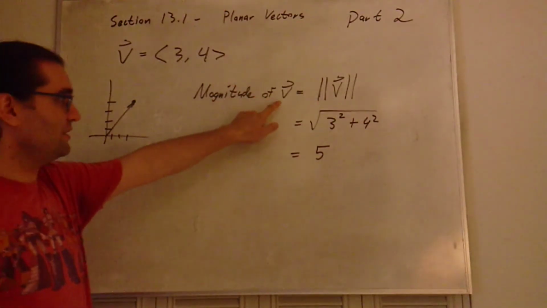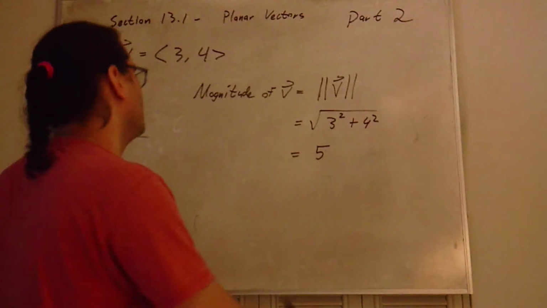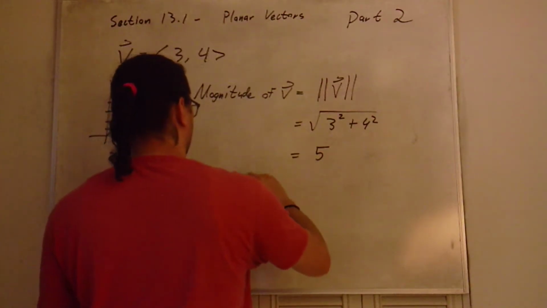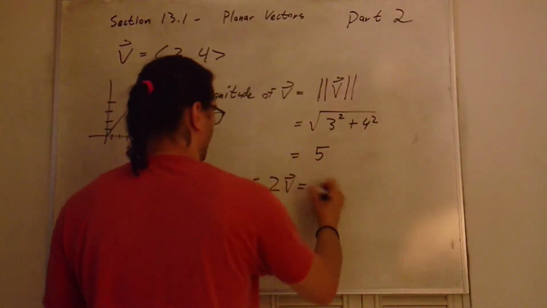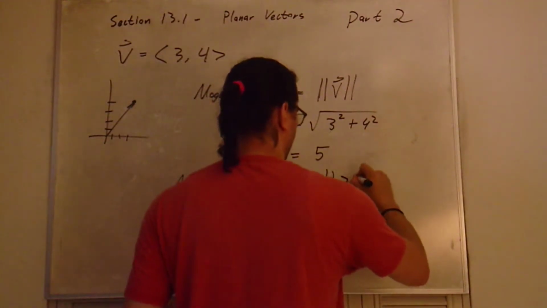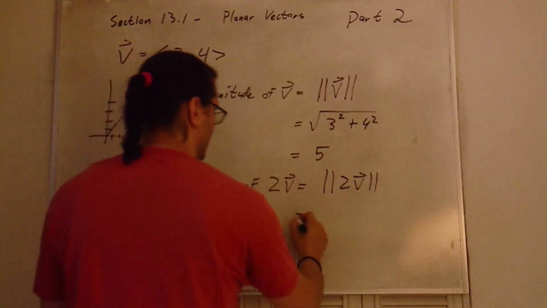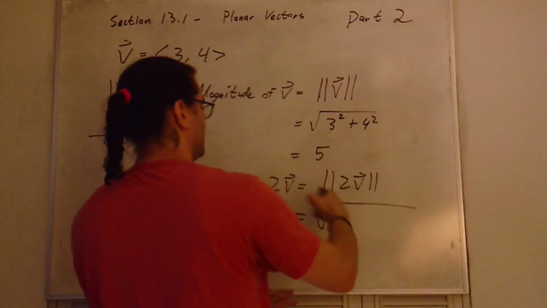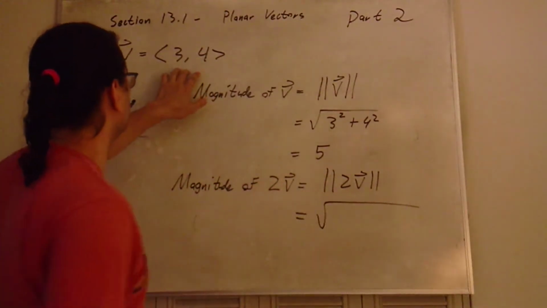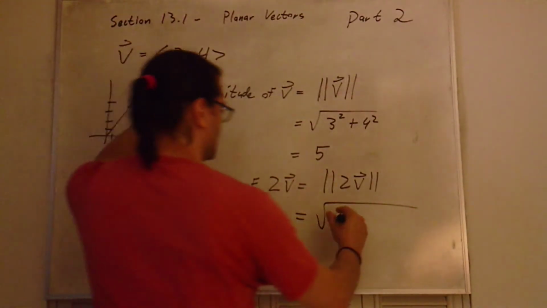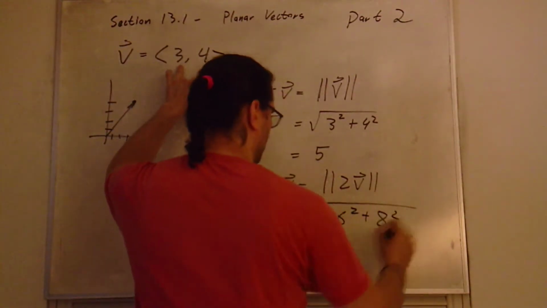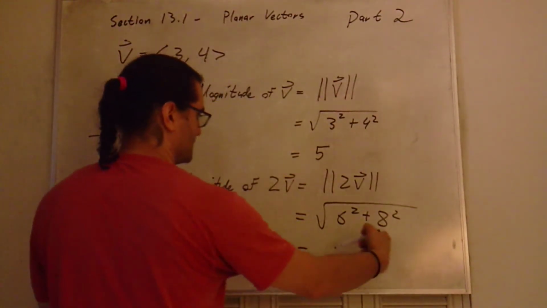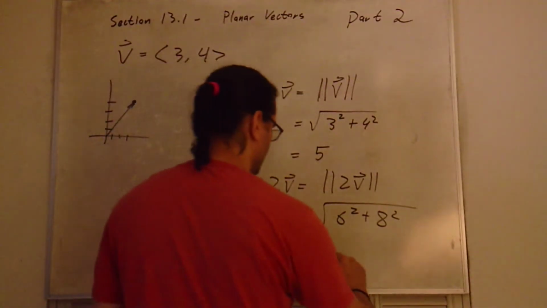And now the really cool thing about this as a magnitude is we can talk about the magnitude of 2v, which is the absolute value of 2v. In this case, we're going to need to do the square root of the two components squared. So the two components of 2v should be 6 and 8. So we'll have 6 squared plus 8 squared, which is 36 plus 64 is 100. Square root of that is 10.